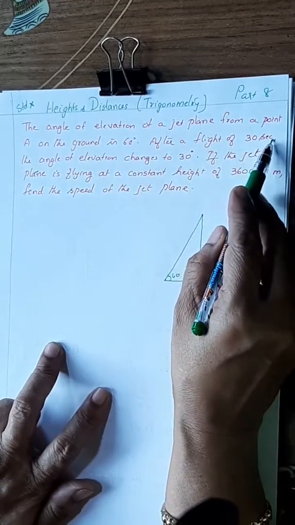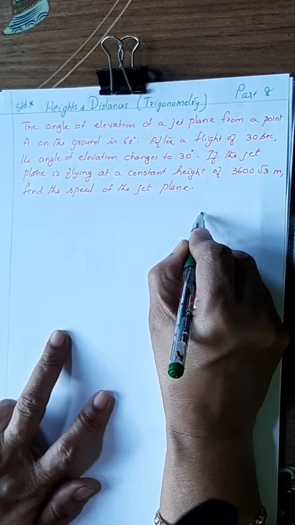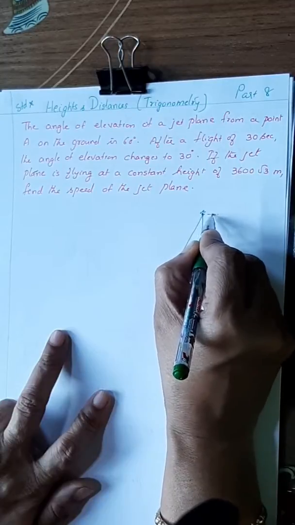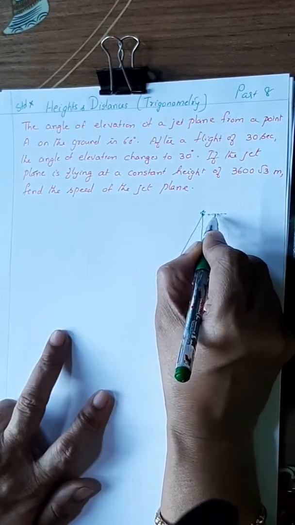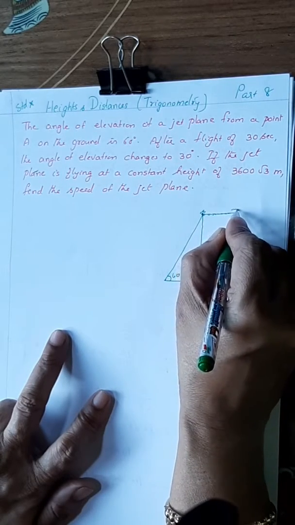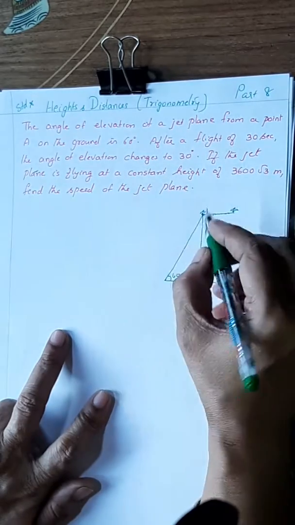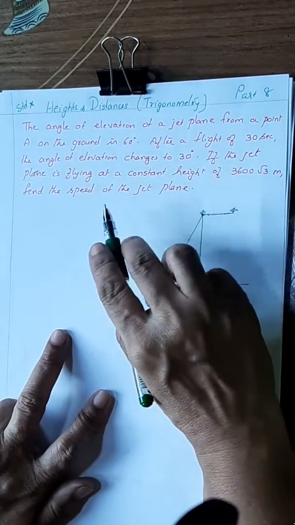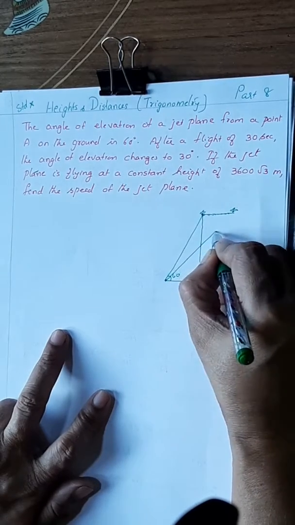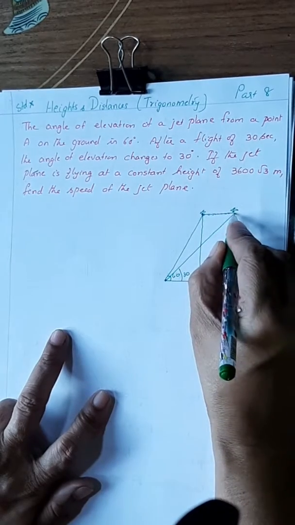After a flight of 30 seconds, the angle of elevation changes to 30 degrees. So the plane from here has moved to, and here we are assuming that it is going on a horizontal line. So the plane is now here. And now the angle of elevation is 30 degrees. This is 30 degrees.